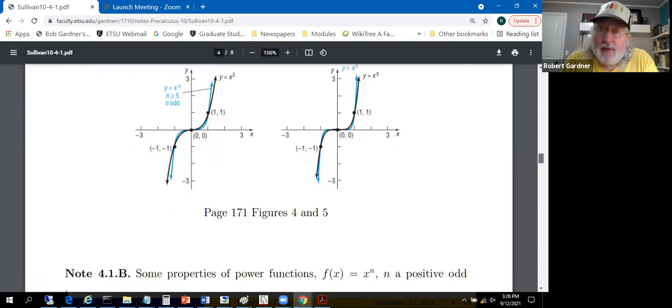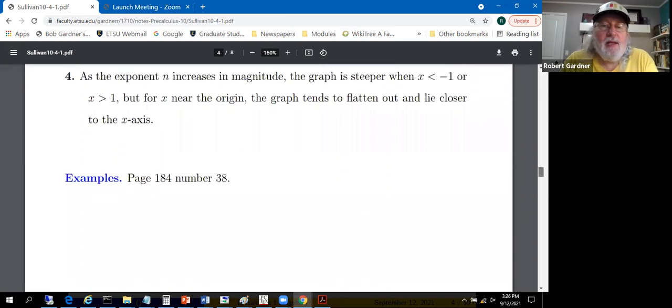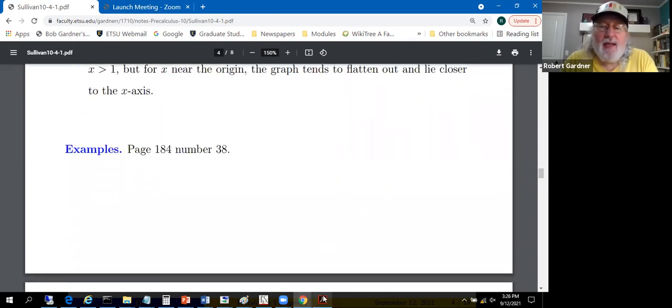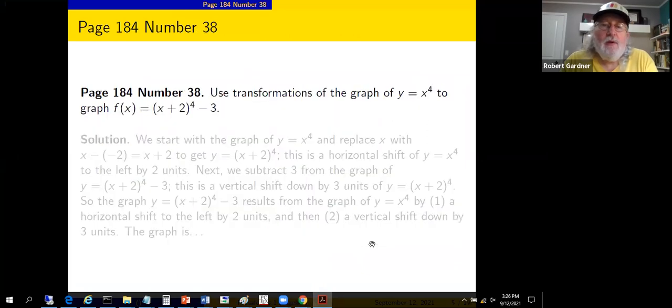Let's look at number 38. Okay, they got us graphing this function. It says use transformations of the graph of y equals x to the 4th to graph f of x equals (x plus 2) to the 4th power minus 3.